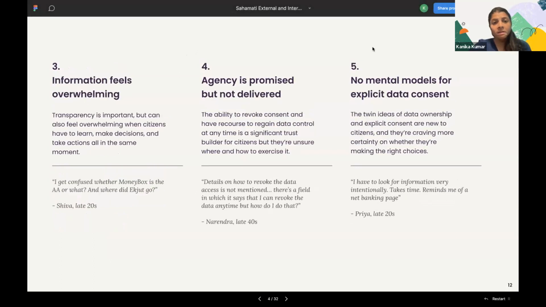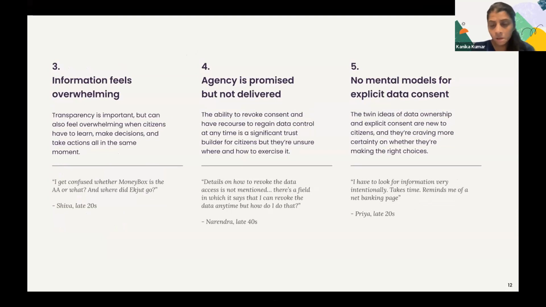We also heard that a lot of the information around what account aggregator is, what's happening when you're giving consent, what type of information you're giving consent to, feels very overwhelming. And there are also multiple players who engage with the user at any given moment. There is the FIU that's seeking the information, then there's the FIP that's sharing the information, and then there is the account aggregator that's creating this consent framework and allowing the user to share the information. And so it's very hard for a user or a citizen to learn about account aggregator, make decisions, and take actions all at the same time.